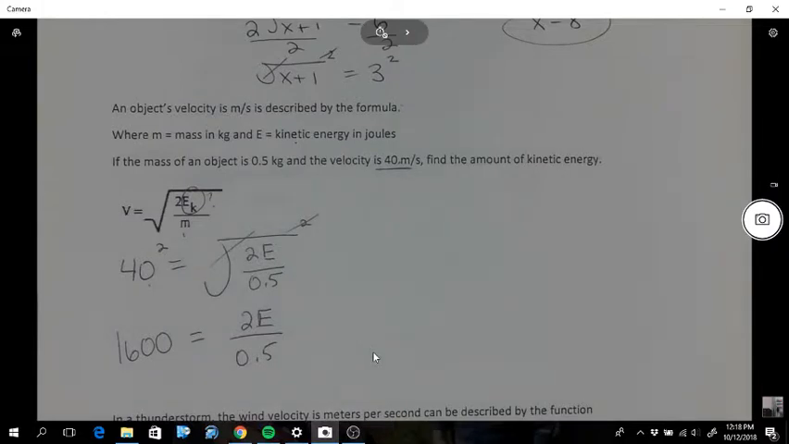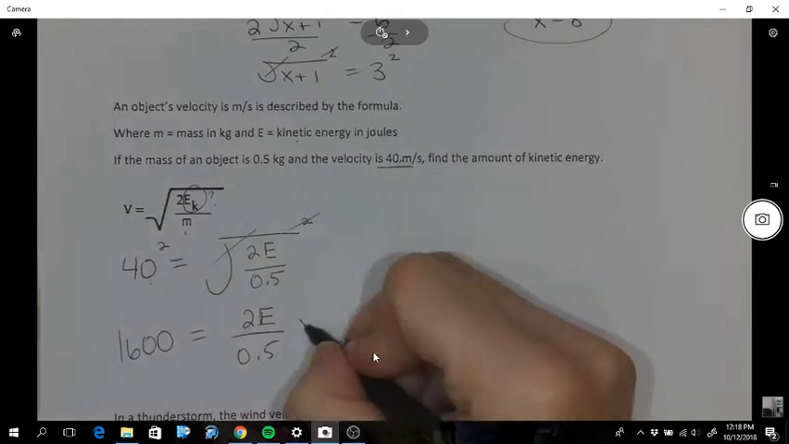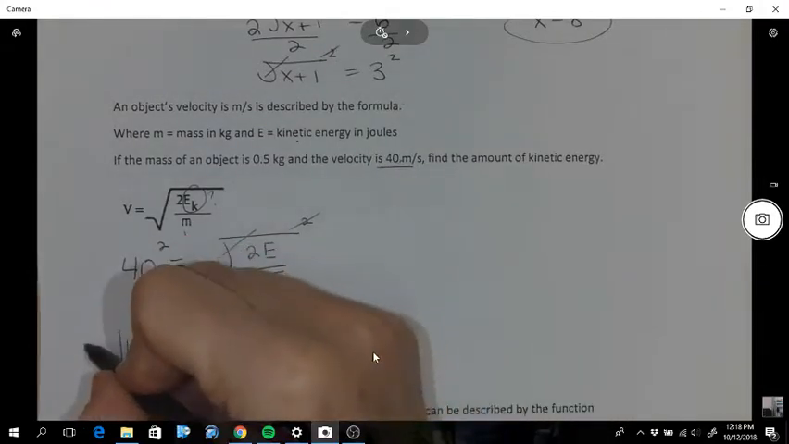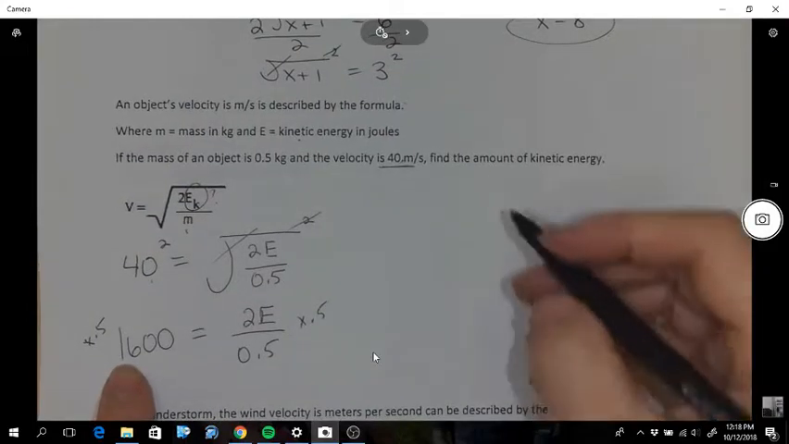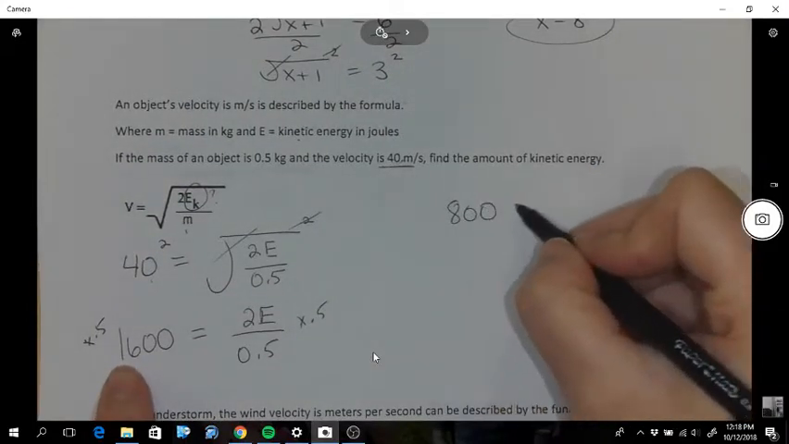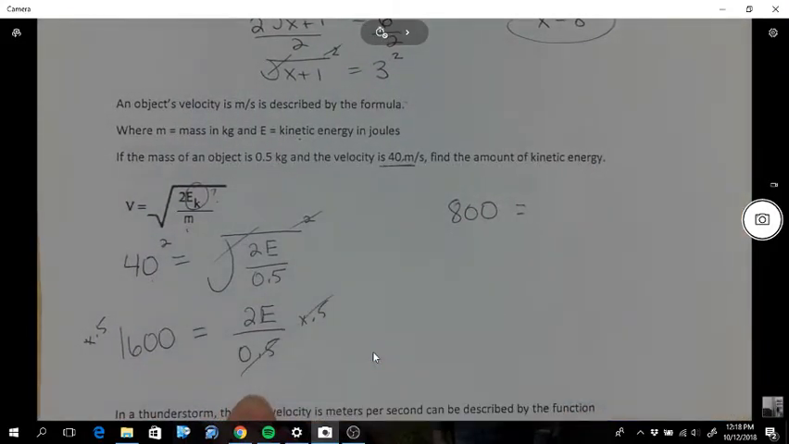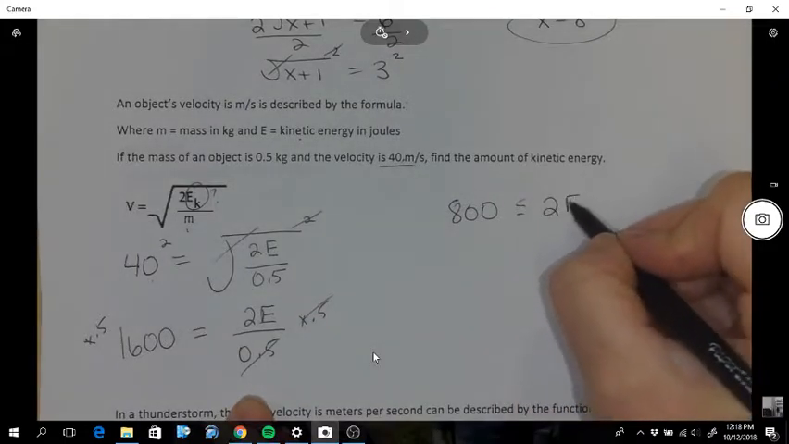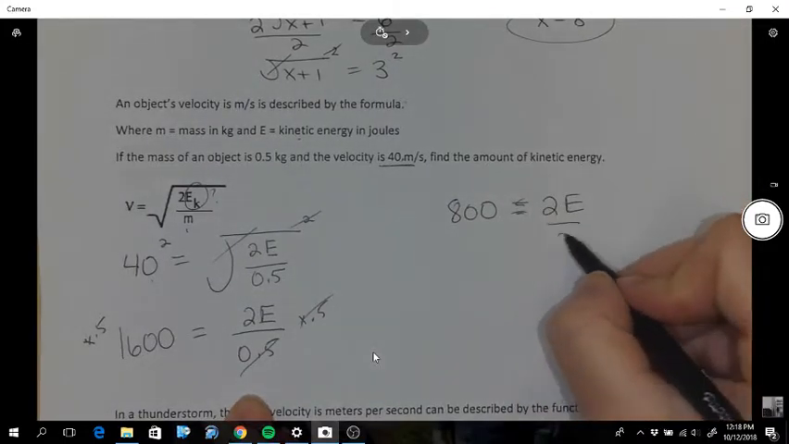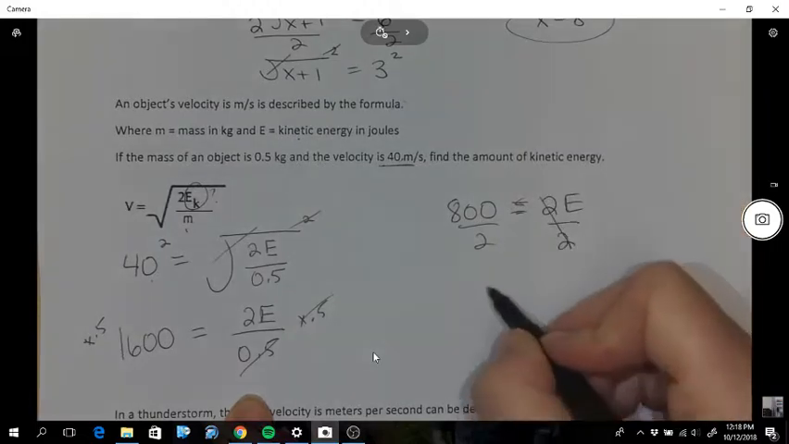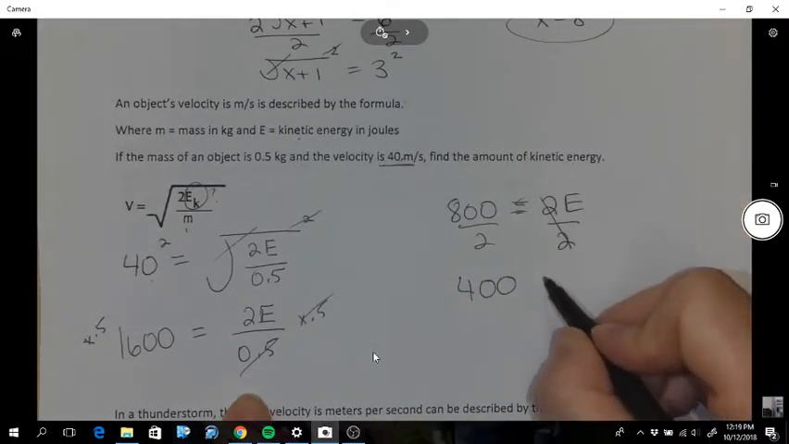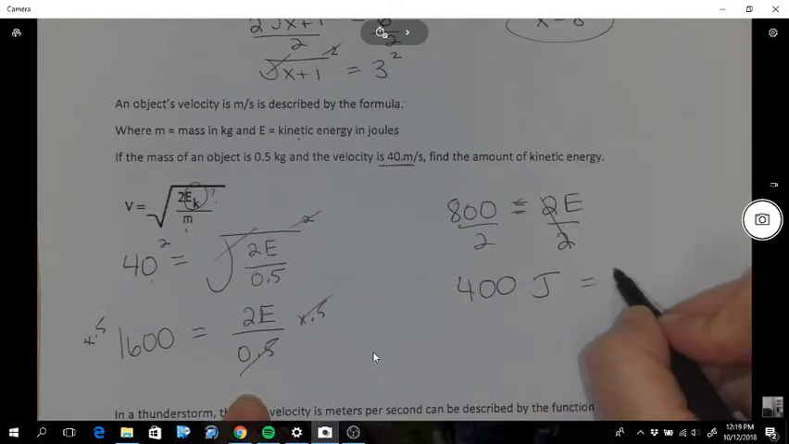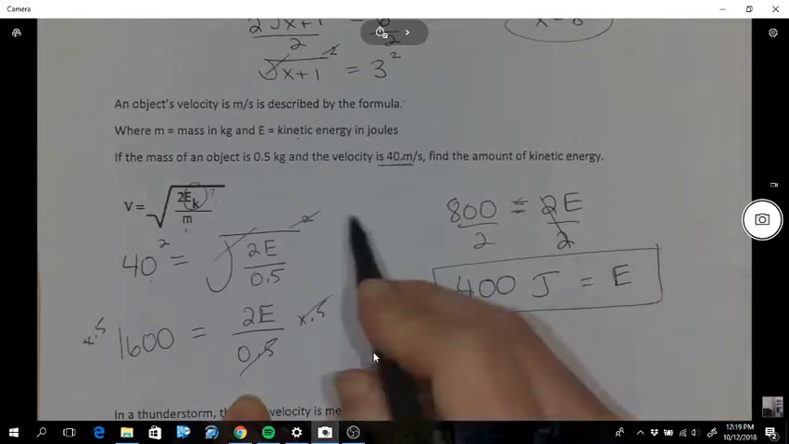So how do I get e alone? Well, I get rid of the 0.5 first, so times by 0.5. So now 1600 times 0.5 is 800. Those cancel and you get 2e. Then I need to divide by 2 and I get 400 joules for the amount of kinetic energy.